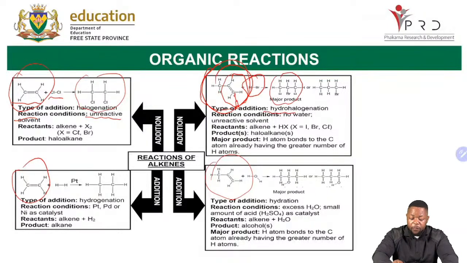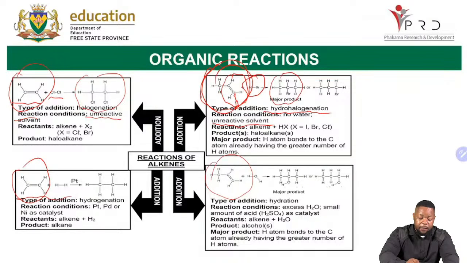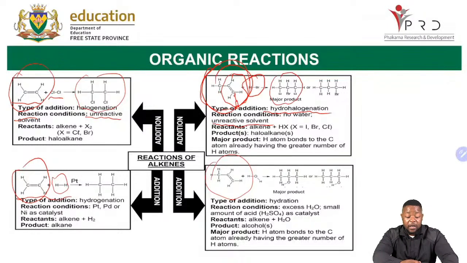Now, the type of addition reaction here that we are looking at is hydrohalogenation, and the reaction condition is that no water must be present, and then an unreactive solvent is needed as well. Now, the third type of addition reaction that we are going to focus on is when hydrogen is added, and this type of addition reaction is going to be called hydrogenation. The catalyst that is needed here is platinum, nickel, or palladium. So hydrogenation is a type of addition.